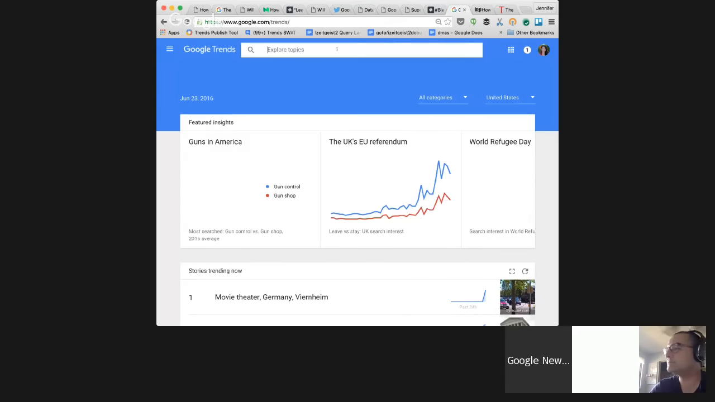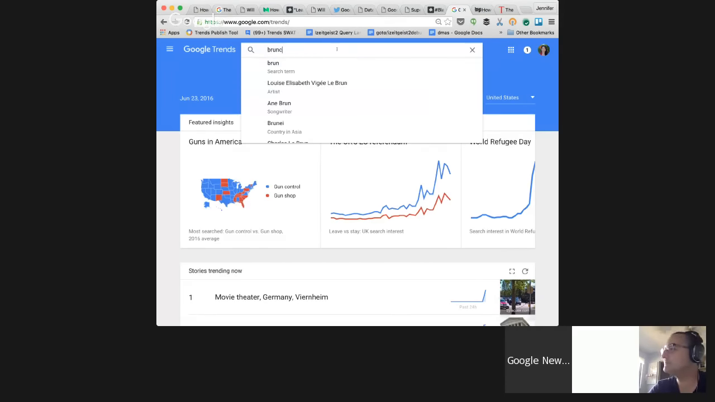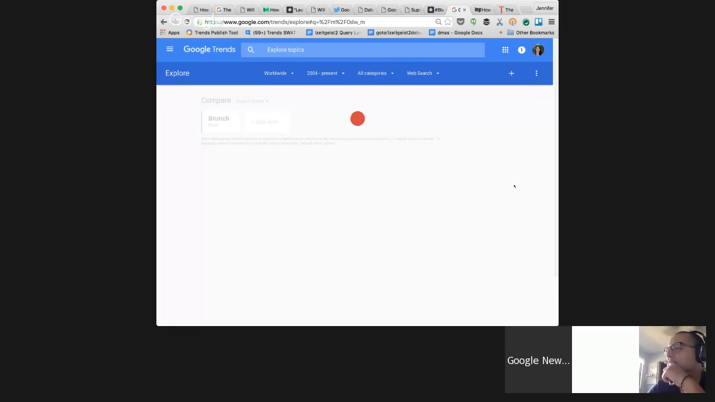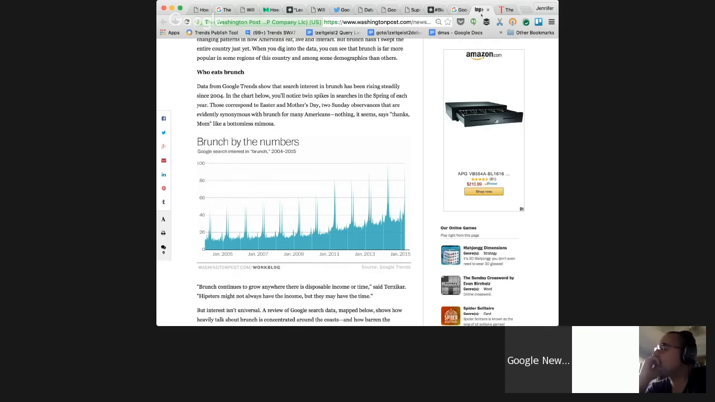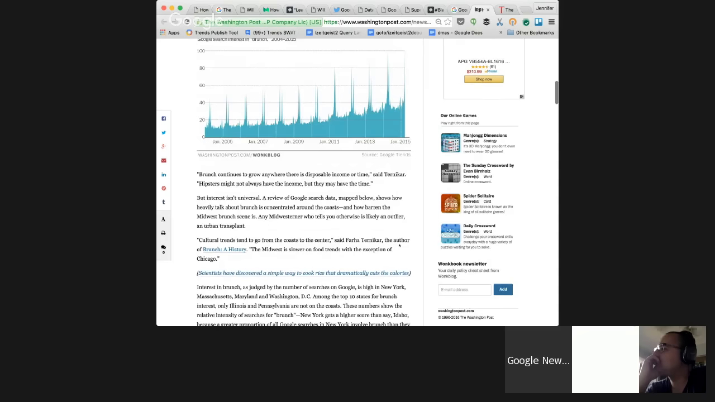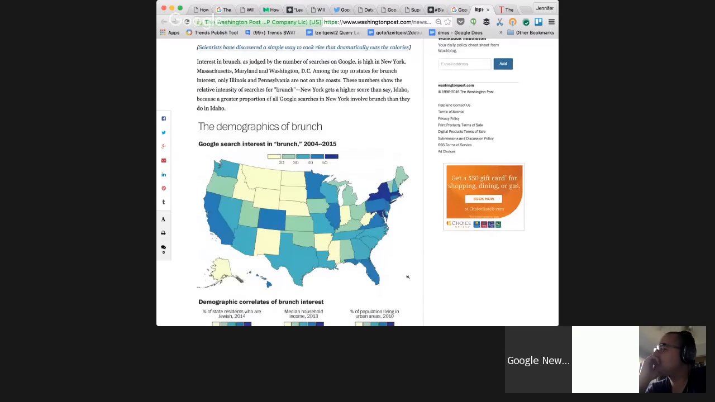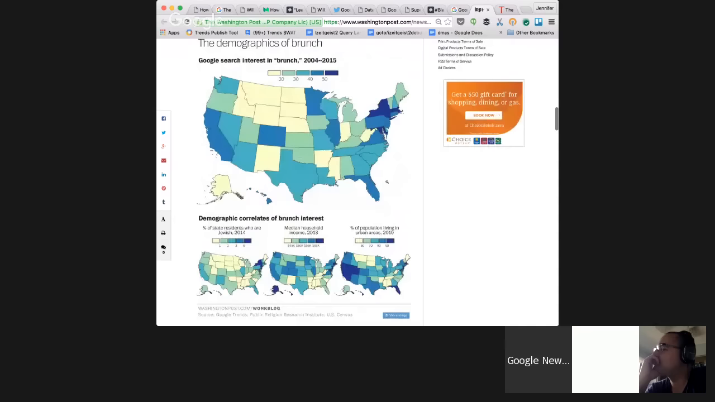So if you were to type in brunch, you would immediately get a report that shows the search interest over time for brunch. So they were able to make this type of line graph and download this data and make this very first visual. Then they looked at it from another direction by looking at search interest by region, and then also showing census data, which I thought was an interesting additional component to show density of where people are searching for brunch versus what's the breakdown of people living in those areas.